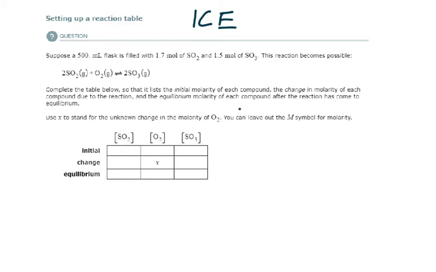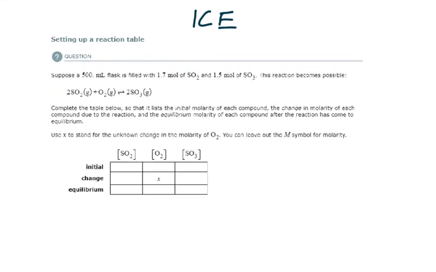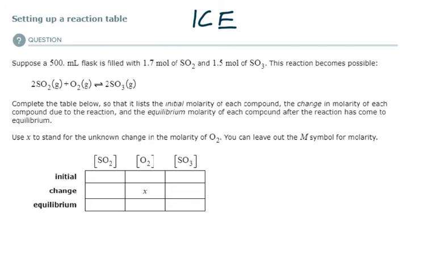So let's take this table. Let me make it a little larger so that we can write in it. Okay? And let's see what information we have here. We have a 500 milliliter flask filled with 1.7 moles of SO2 and 1.5 moles of SO3. So we are starting with 1.7 moles of this and 1.5 moles of this. This reaction now becomes possible because SO3 will decompose to form SO2 and oxygen, and the oxygen will react with SO2 to form SO3. The question is, how do I fill my table?